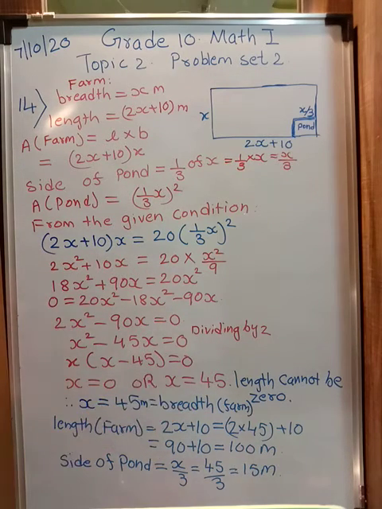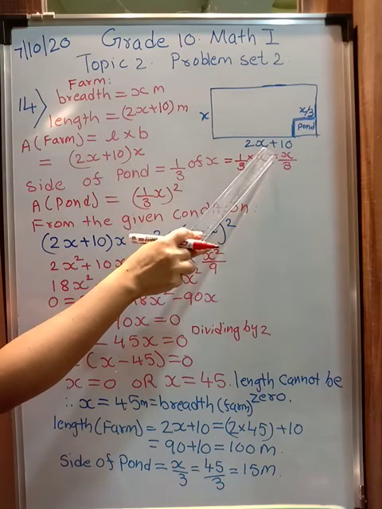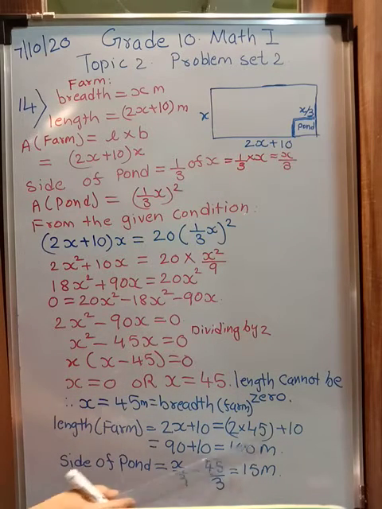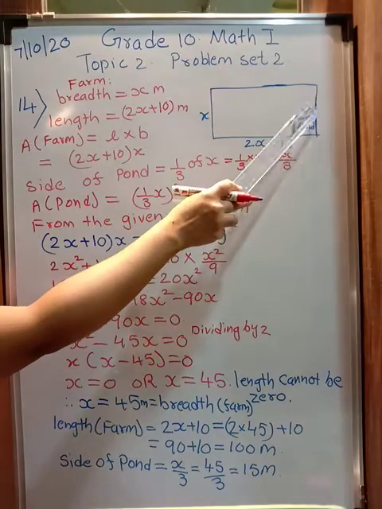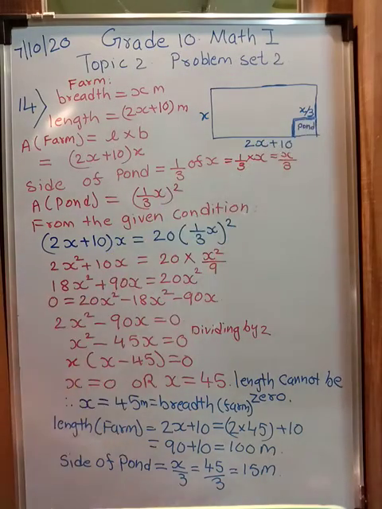x is 45. So if breadth is 45, then how much is length? 2 into 45 is 90 plus 10 is 100. So 100 meters is the length of the farm. 45 meters is breadth of the farm. And 1/3, that means 45 upon 3, is 15 meters, the side of a pond. Is this clear? So these are the things which we need to find out. Okay, please pause the video and you can take down each and every step very carefully. Alright. Let's go to the next problem now.